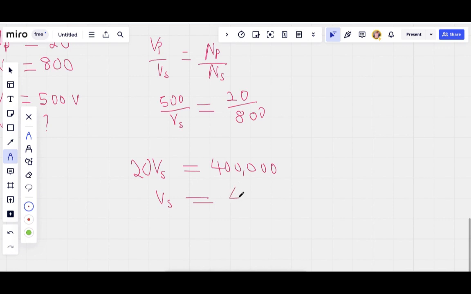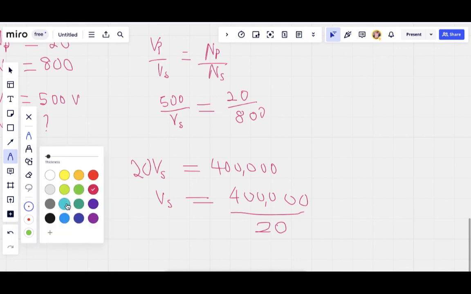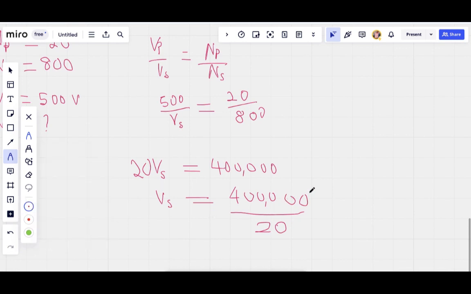So VS is just to divide both sides by 20. This is 400,000 divided by 20. This 0 will cancel 1 zero, then the 2 goes here, and I have 20,000. VS is equal to 20,000 volts.